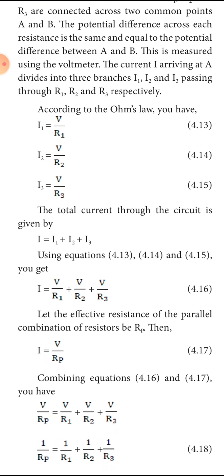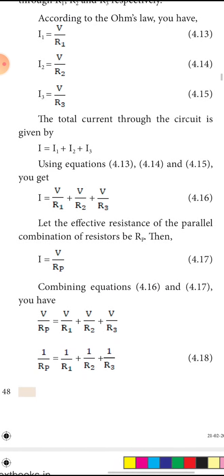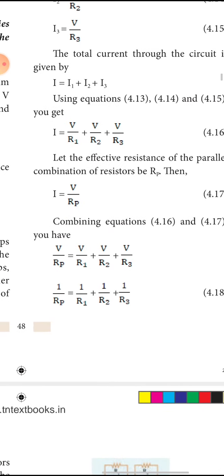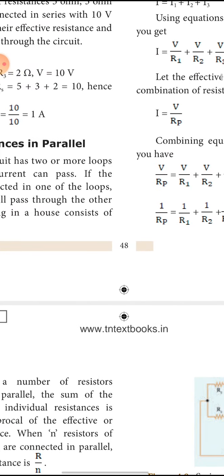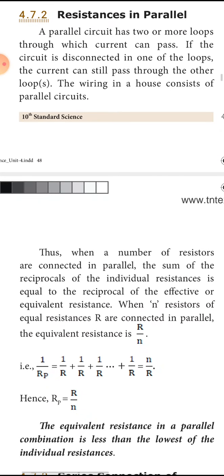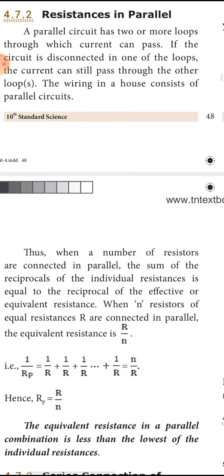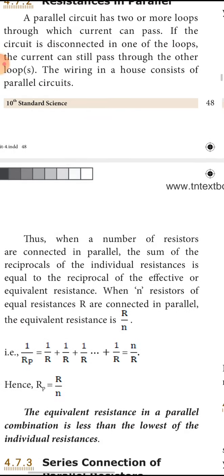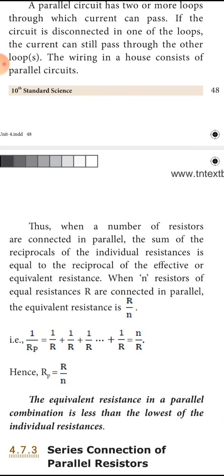Instead of I, I will be writing V by Rp, where Rp is the effective resistance in parallel. Cancelling V on both sides, we get 1 by Rp is equal to 1 by R1 plus 1 by R2 plus 1 by R3. So the effective resistance: 1 by Rp is equal to 1 by R1 plus 1 by R2 plus 1 by R3, and it goes on till N resistors. So 1 by Rp is equal to N by R, and Rp is equal to R by N. The equivalent resistance in a parallel combination is always less than the lowest of the individual resistances.